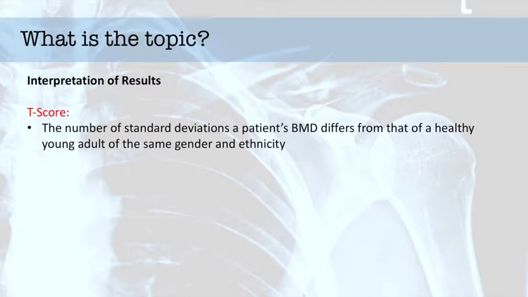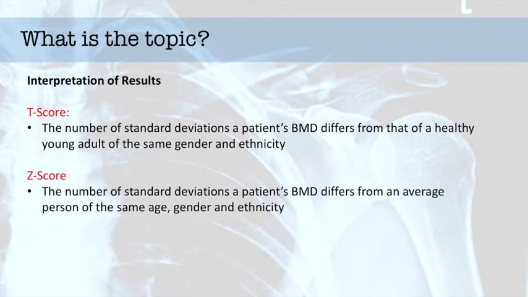And we also have the Z-score, which is the number of standard deviations a patient's BMD differs from an average person of the same age, gender, and ethnicity. This differs from the T-score in that it determines whether additional reasons for bone loss besides aging are likely, such as glucocorticoid therapy, alcoholism, or hyperparathyroidism.